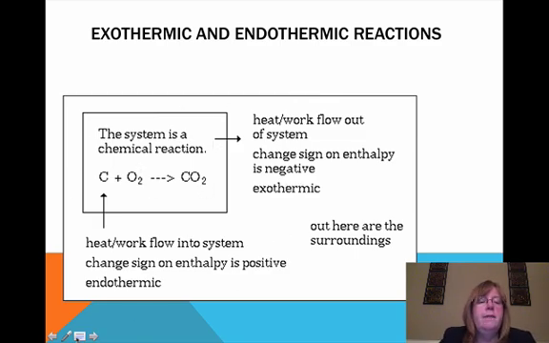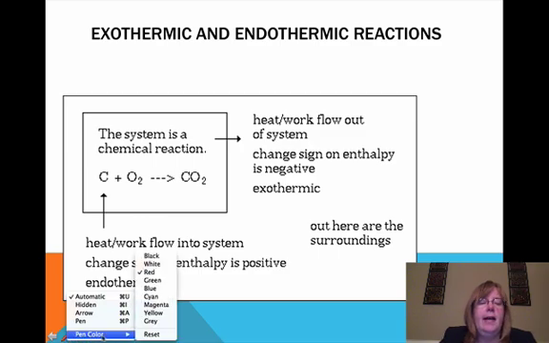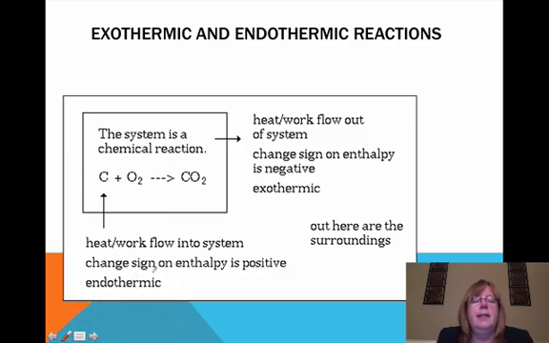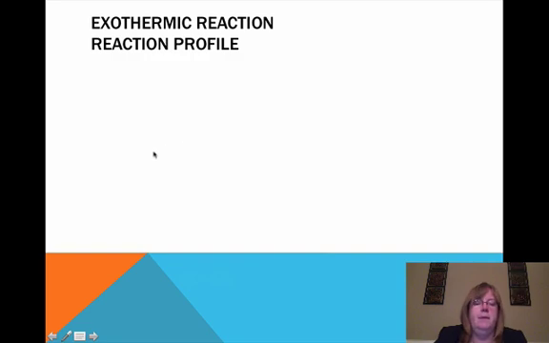Okay, so if we have heat that goes into our system, so like here, so heat's going in, that is endothermic, and the delta E of the reaction is positive. And then if energy is released from the system, then the heat flows out of the system, and it's called exothermic, and the delta E is negative. All right, now this is a review for us, but it's something very important.